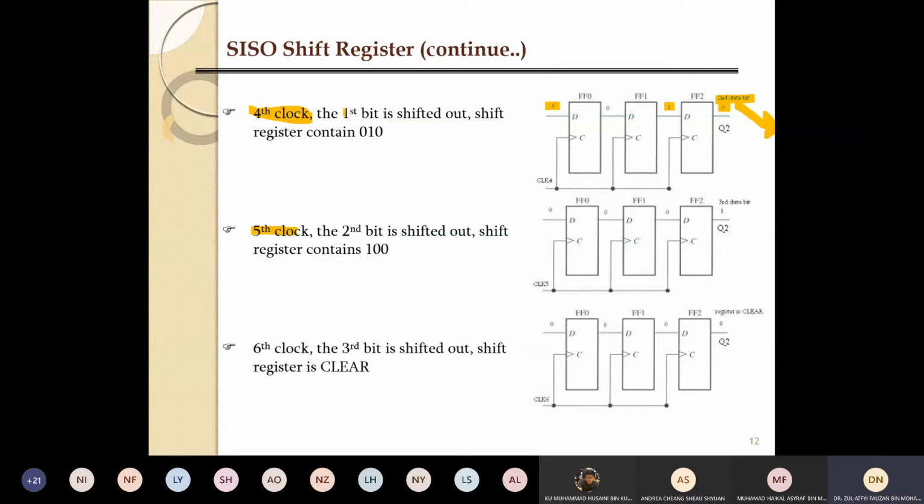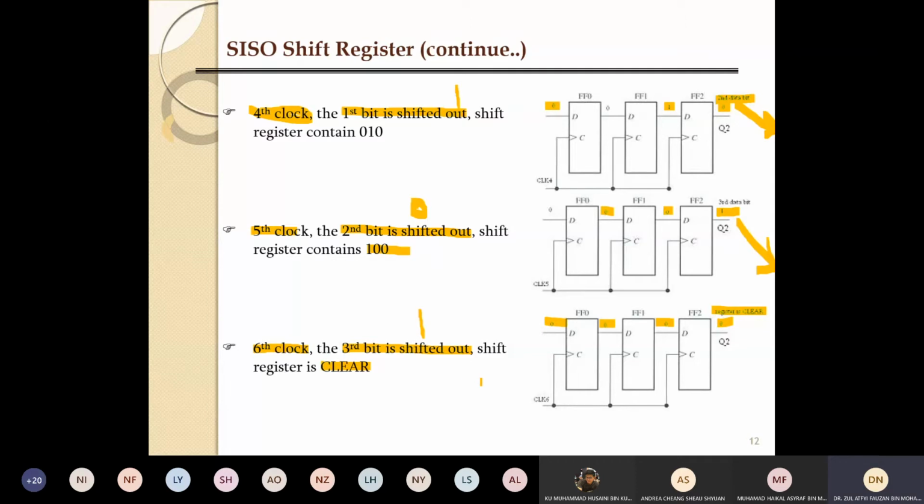Okay, on the first clock, the first bit is shifted out, which is input 1. The second bit shifted out during the first clock is input 0. At this time, the shift register contains 1, 1, 0, 0. On the sixth clock, the third bit is shifted out, which is 1. So by the sixth clock, the register has already been cleared.